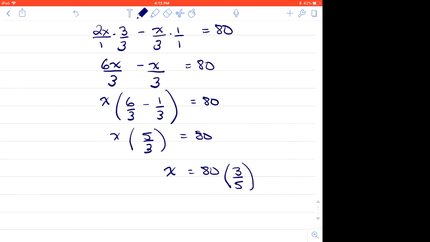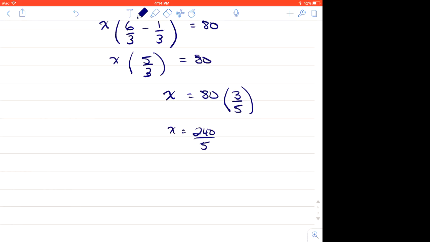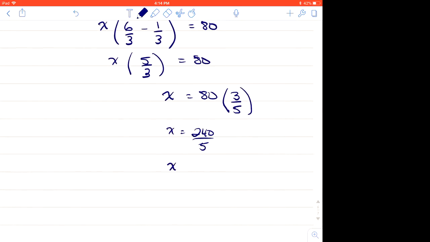80 times 3 is 240, so x is 240 divided by 5. X is 48. Nice.